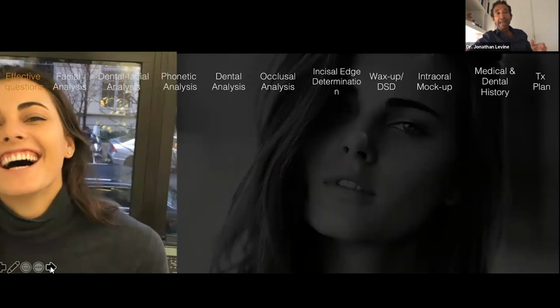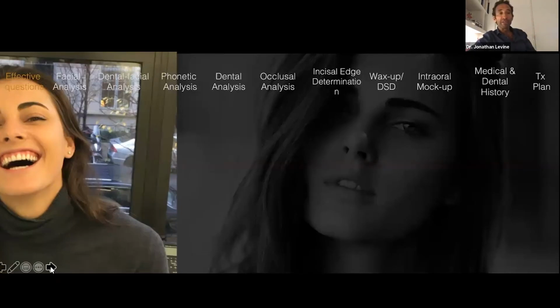So here she is laughing. But I want to show her what we're thinking. But first, we got to identify the problem. And we go through this nav bar. Facial analysis, basically the aesthetic evaluation form, facial analysis, dental facial, phonetic. It's in the book. Just copy them off. You could also make a digital version of it. But you can get to the point where you're going to determine the incisal edge position.